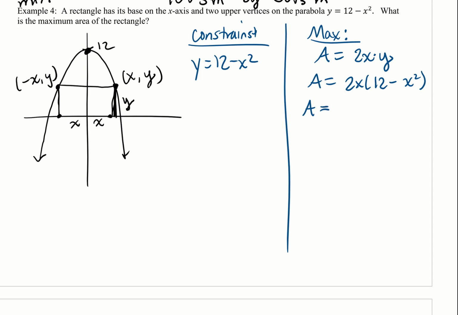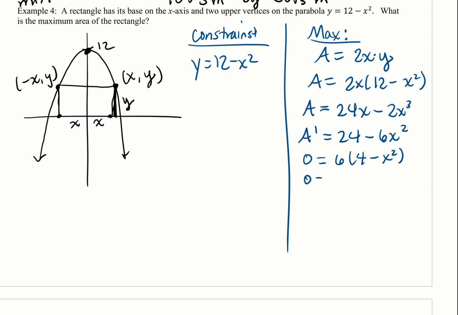I'll distribute this. My area could be rewritten as 24x minus 2x cubed. So if I find the derivative of this, 24 minus 6x squared, I will then set this equal to 0 and solve for critical values. Let's see if I can factor. I'll take out the GCF of 6 and factor that as 2 minus x and 2 plus x. So x is either positive or negative 2. Now we're describing x as a length, so we're going to use the positive 2.